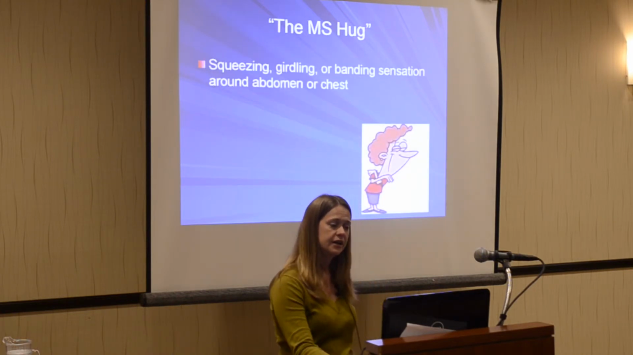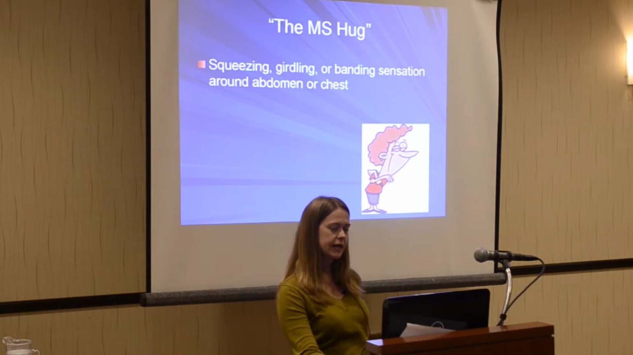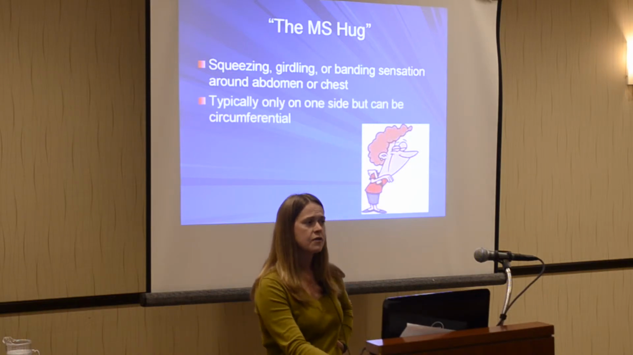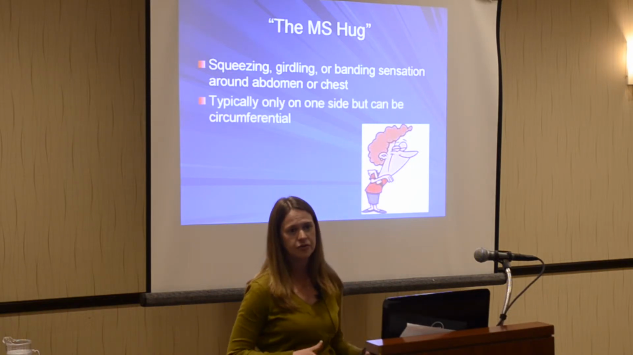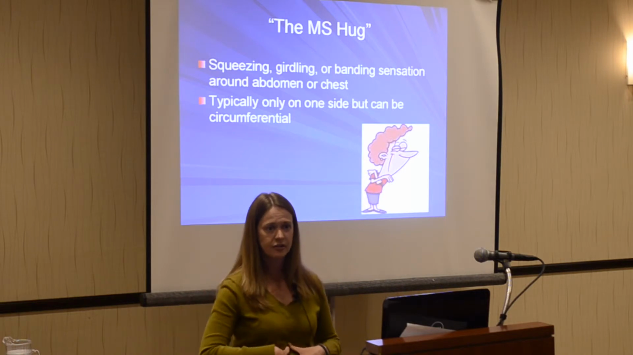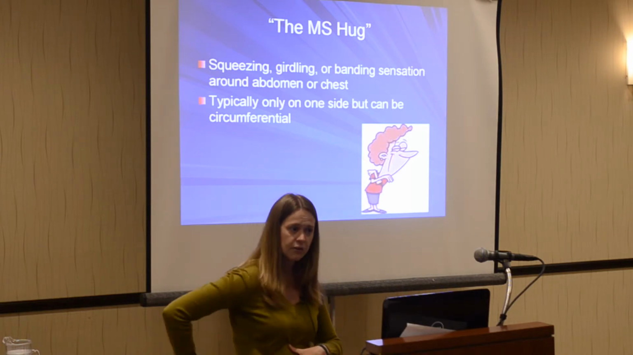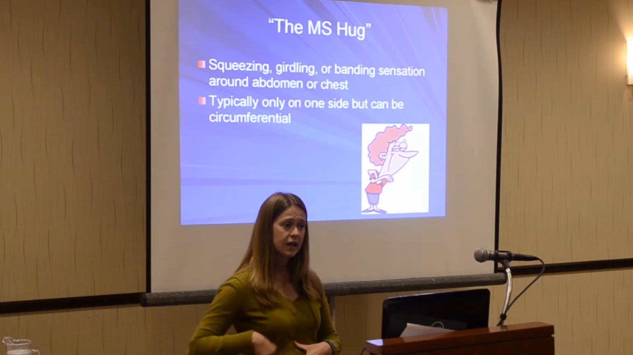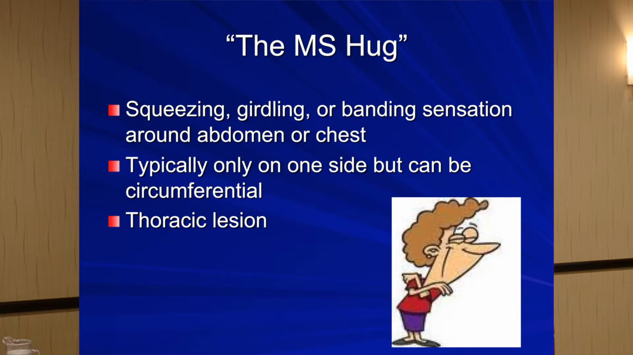Now we'll move on to the MS hug. This is a squeezing, banding, tight sensation, girdling that is most commonly felt somewhere around the thorax. It's typically on one side or the other, goes from the front around to the middle of your spine, though it can go all the way around. And this is indicative of a thoracic lesion.